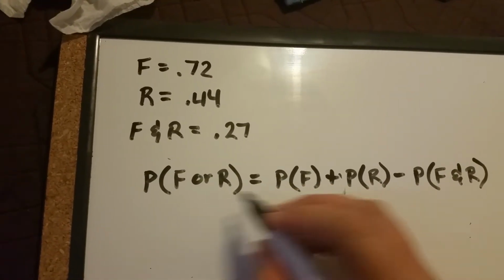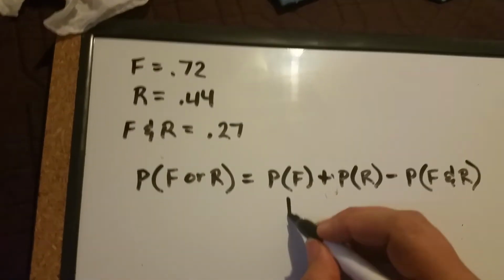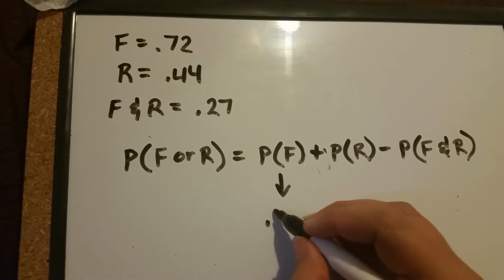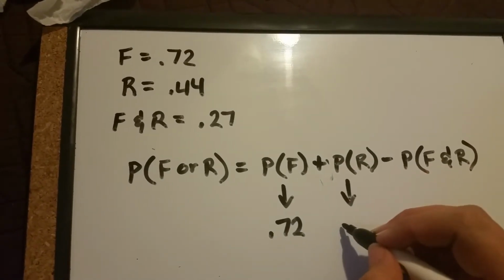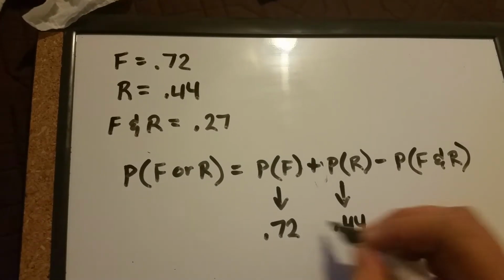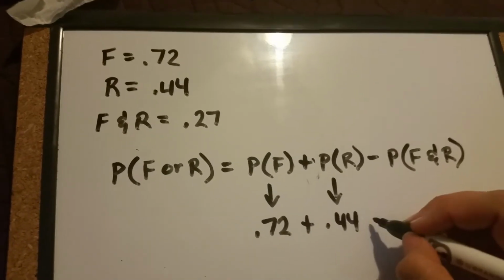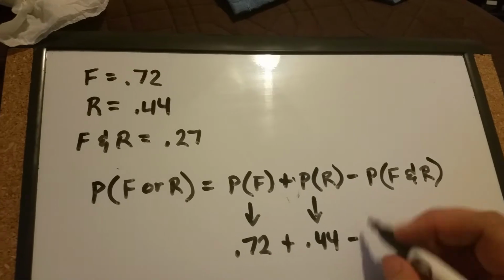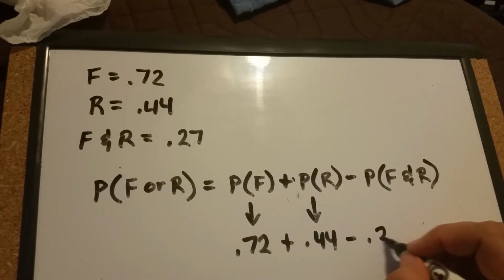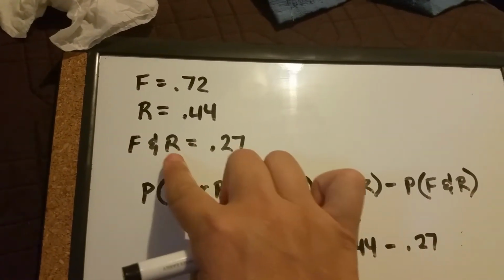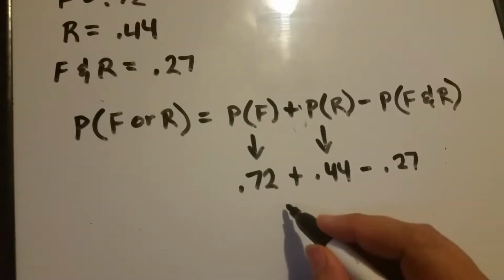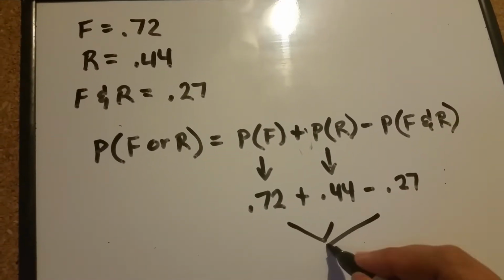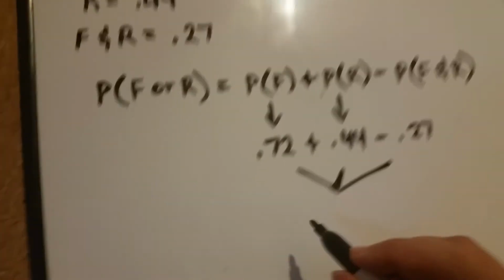Okay, let's see what we do have. We don't have this, but we do have this. F, the final exam, probability of the final exam is 0.72, the R, 0.44. What goes in between? The plus sign. Minus, do we have this? Yes, we do. It's 0.27, the F and R, right? Final exam and research is 0.27. Let's put them all together, all three.